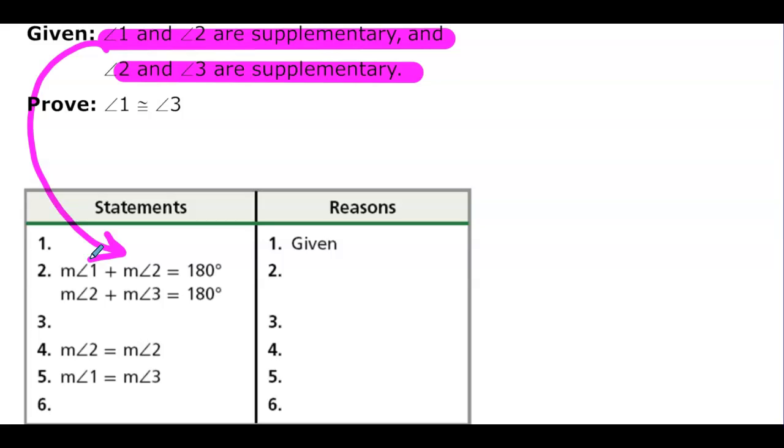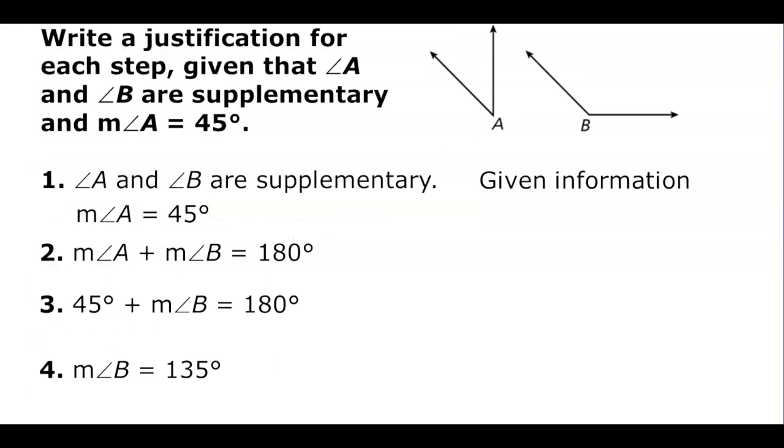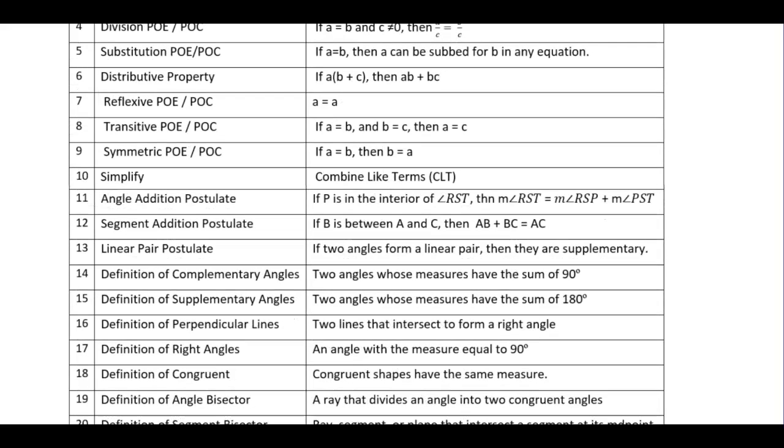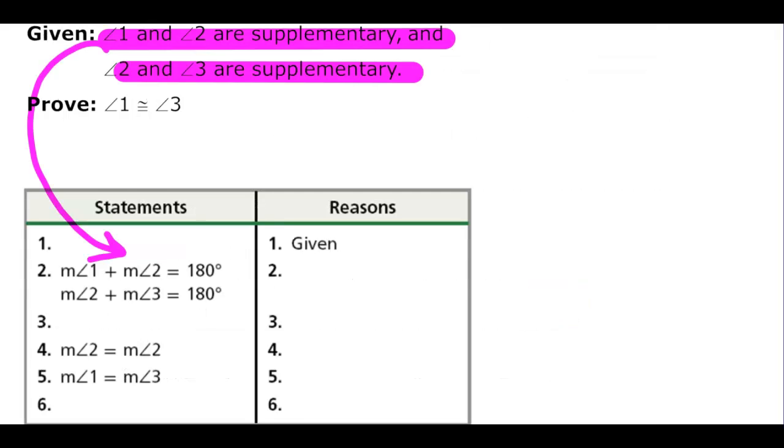Now, the vocab word that they use is supplementary. If you go back to your cheat sheet, supplementary means that they add up to 180. So supplementary means they sum to 180. So that is why on the next line, look, they're writing out an equation and summing them to 180. So that is the definition of supplementary. I'm going to abbreviate there. So anytime you see two angles adding up to equal 180, that's almost always the definition of supplementary.